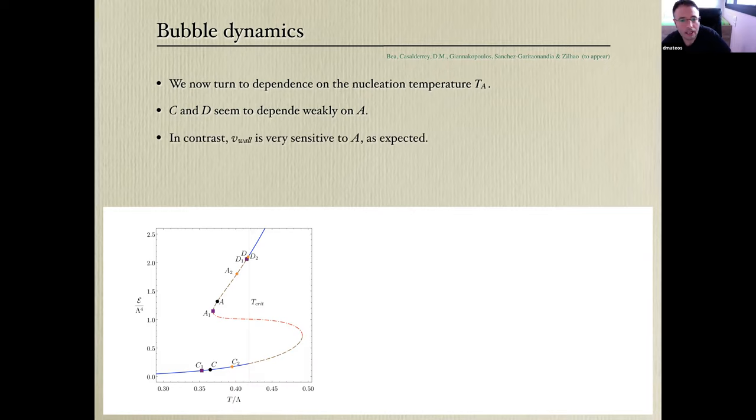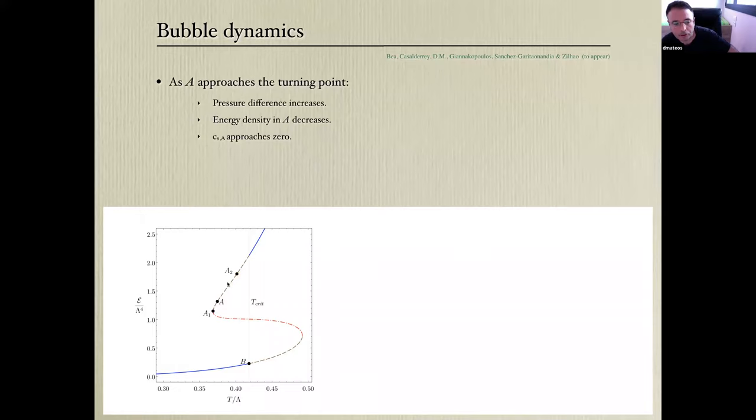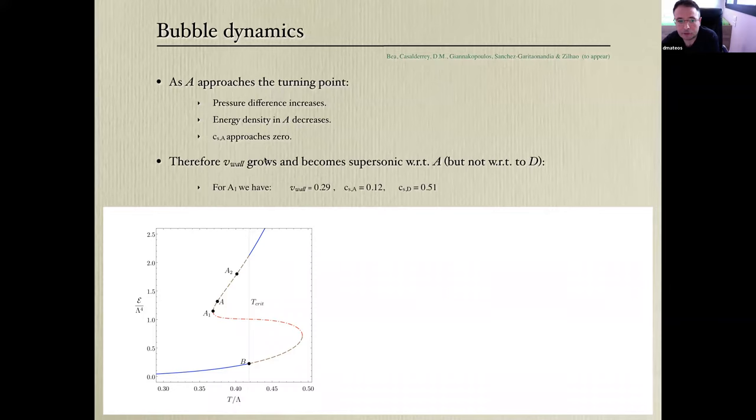In contrast, the wall velocity is very sensitive to the nucleation temperature, as you might expect on general grounds. For example, as the nucleation temperature approaches this point, so as A approaches the turning point, so A1 is almost at the turning point, the pressure difference between the inside and the outside of the bubble increases, the energy density outside the bubble is going down, and also the speed of sound at this turning point is zero. So this is increasing the wall velocity, and moreover, it guarantees that it will become supersonic with respect to the speed of sound at A, because the speed of sound at A is going to zero at this point.